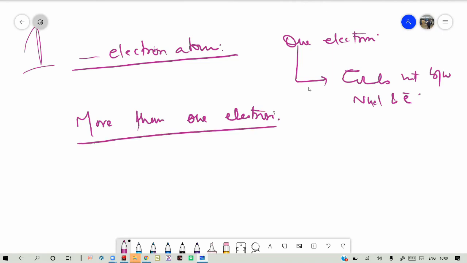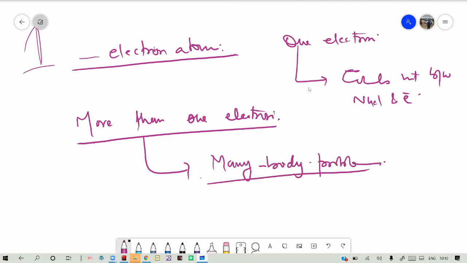If we have more than one electron, in that case it becomes a many-body problem. Like helium, lithium, or any atom with Z greater than 1, atomic number greater than 1. So we have many optically active electrons, not only one, but several optically active electrons.